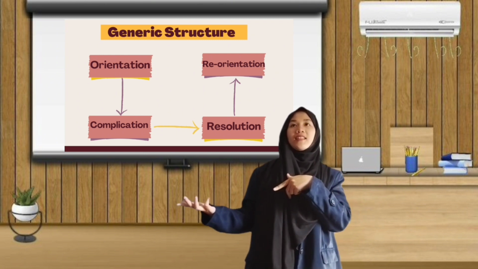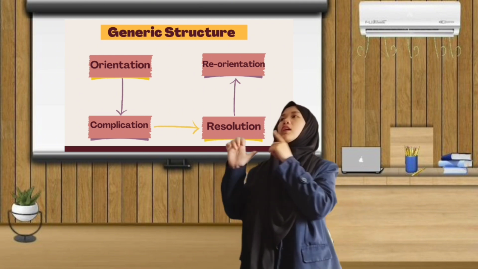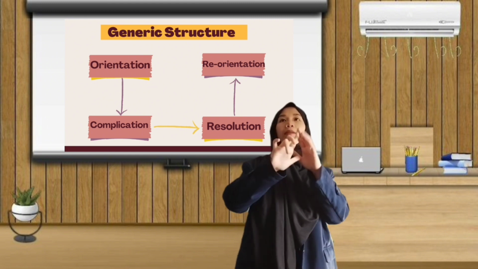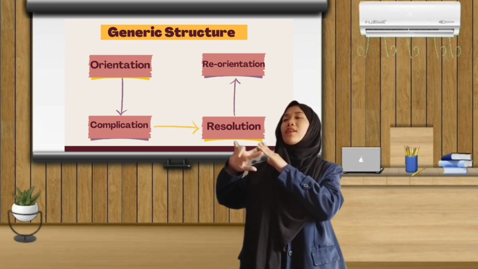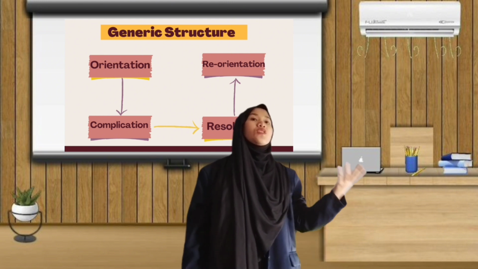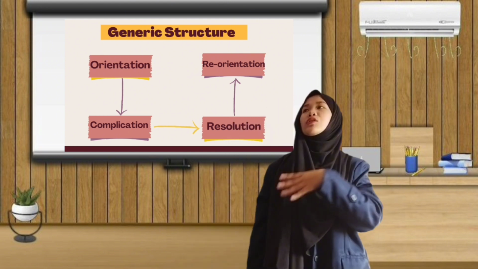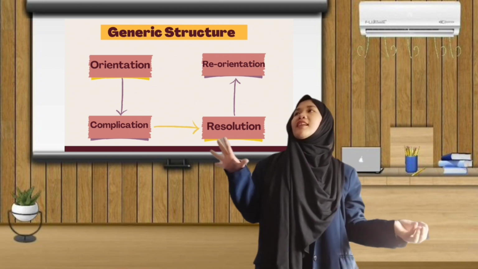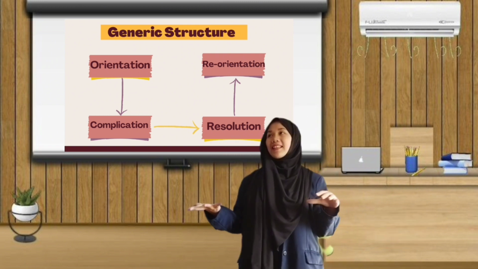So first we have orientation, complication, and third we have resolution. It is the section that contains the resolution or end of a narrative story. It can be called a sad ending or a happy ending, like that.